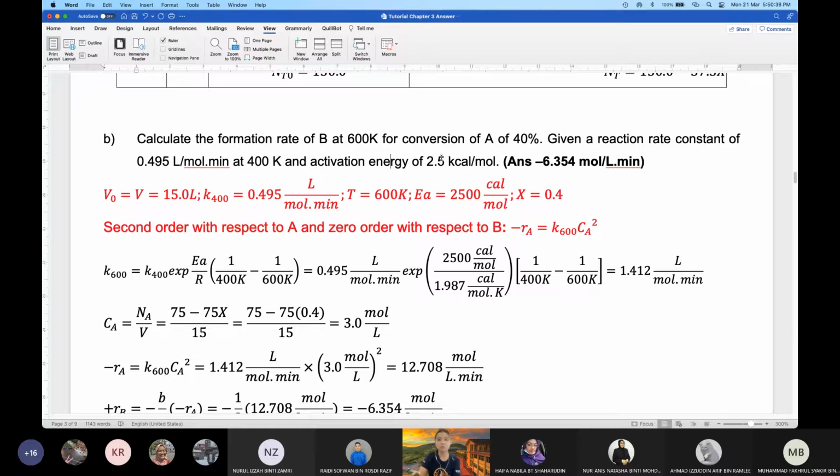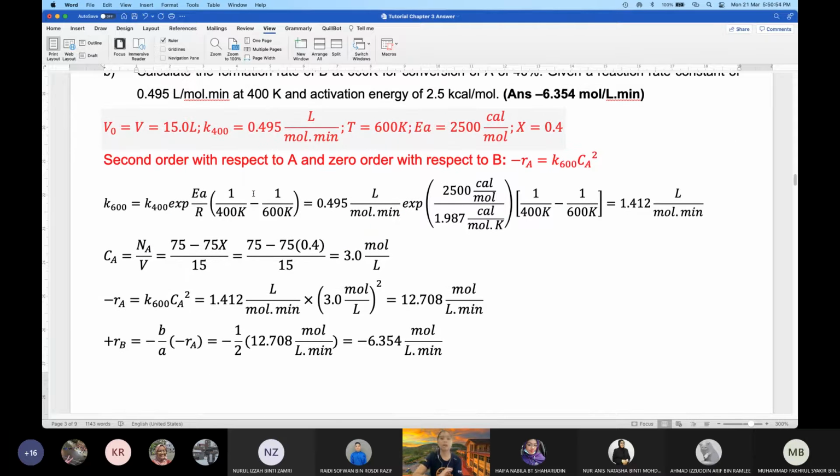You must first know what you want to find or what you want to solve. So for example in this question, they want us to find positive RB. They know they want us to find positive RB, so you go and look. You must remember: we want to find positive RB. How do we find positive RB?